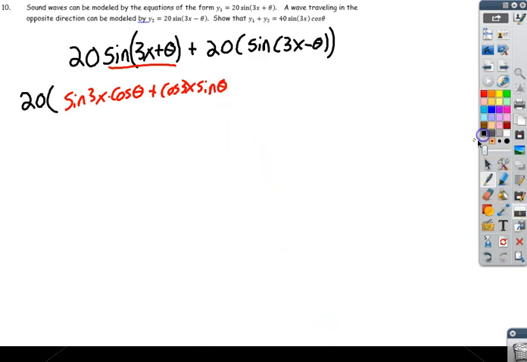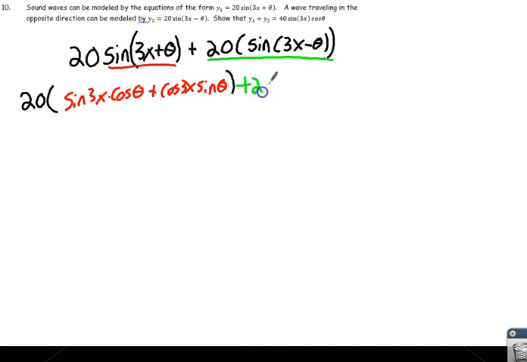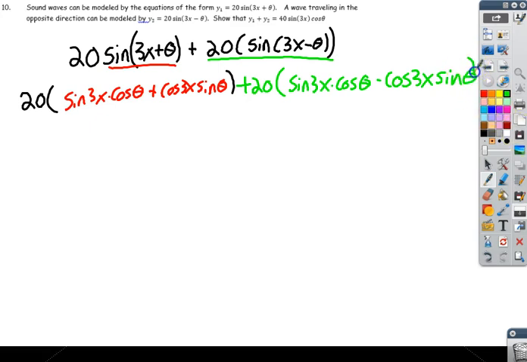Now what I do with the other portion is, remember, you've got to distribute the 20 to both of these as well. Don't forget to do that. So I'm going to put it in parentheses like this for a second. And that's 3x minus theta. That's the difference formula, folks. Don't forget about that. And when I write it all out here, I end up getting this. Now this is based on your formulas, and reminder that in these particular cases, your alpha values are 3x and your beta values are thetas.